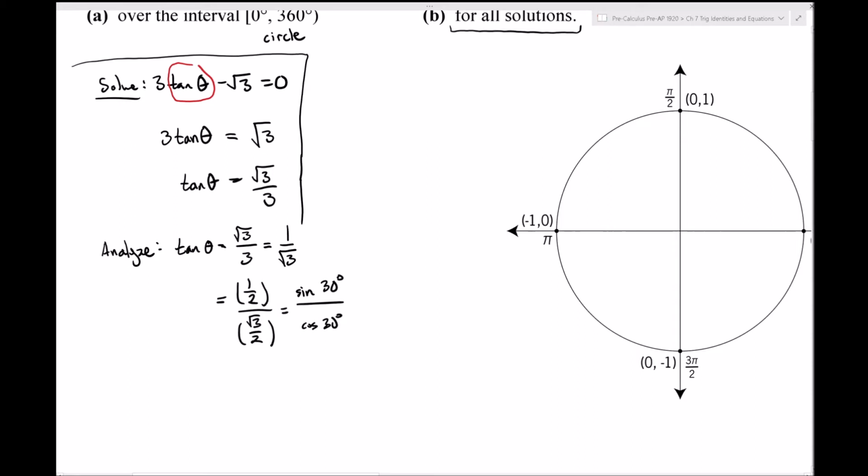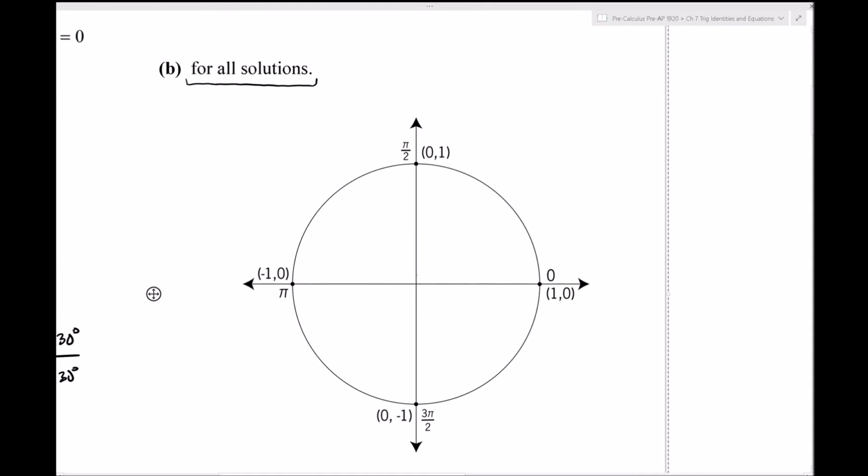So there's a solution. Not all solutions, but there's one solution. So theta equals 30 degrees is definitely going to be one of my solutions. So that's going to get saved for part A. So what I'm going to do is graph that 30 degrees somewhere here.